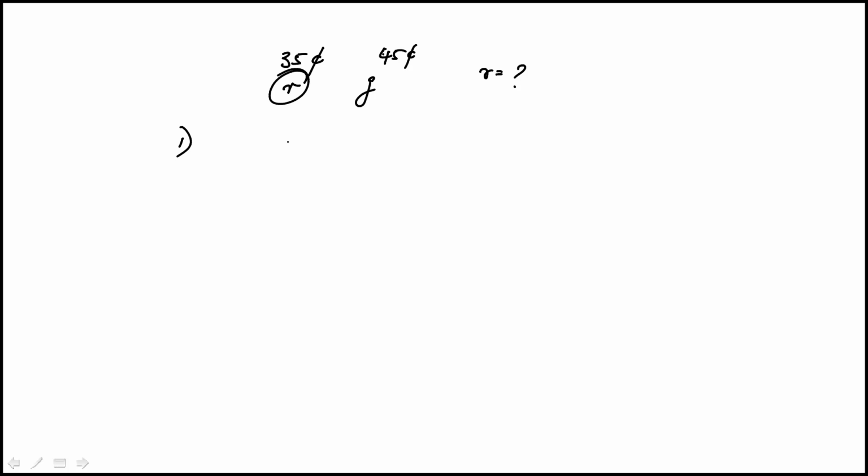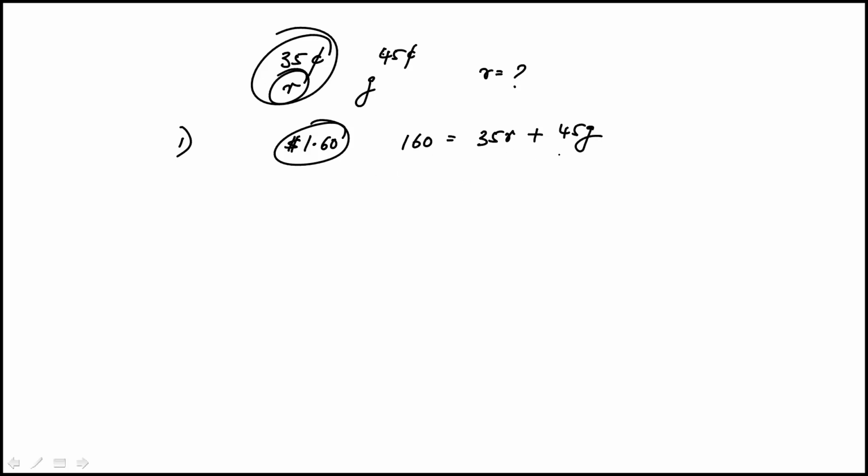Statement 1 says that Jean spent a total of $1.60. So that's 160 cents. The cost of R oranges would be 35R, and then that of the grapefruit would be 45G. First thing I'm going to do is reduce this, divide both sides by 5. And then this would be 7R + 9G = 32.